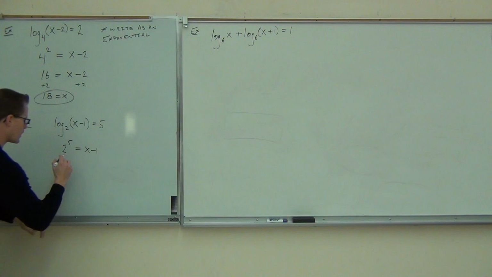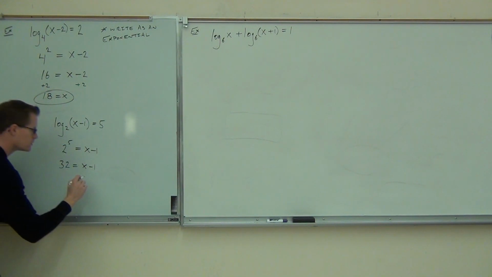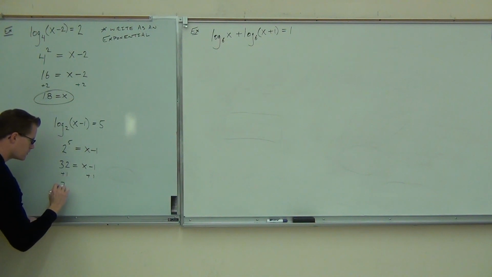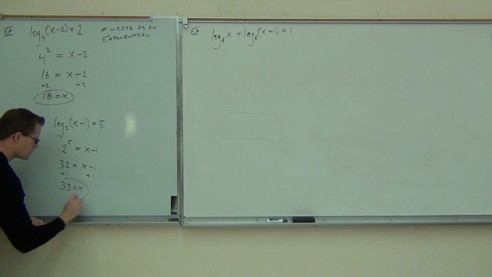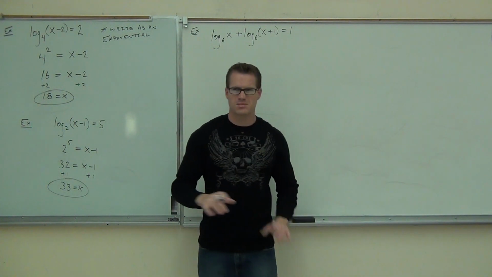So we're going to go ahead and write 32 here equals x minus 1. We'll add the 1. X equals 33. Yes, no? Yes.